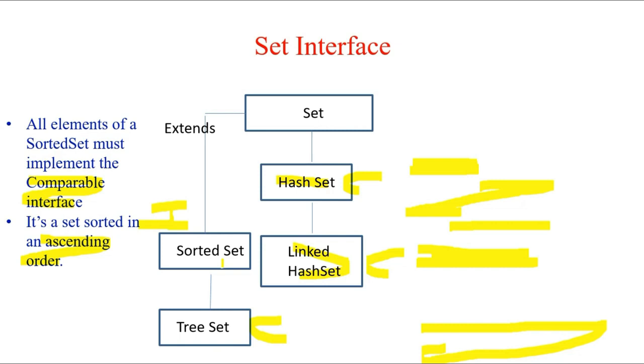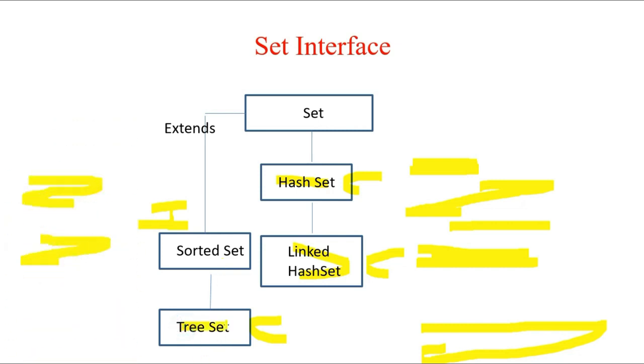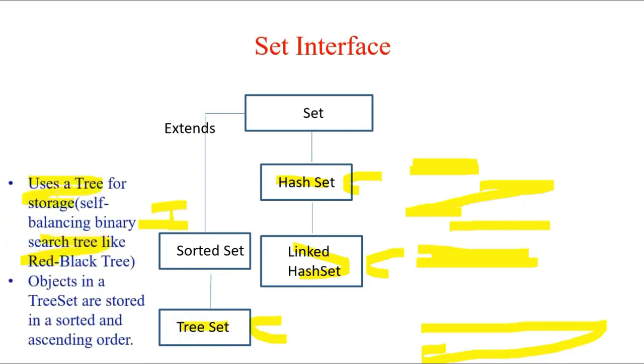But what about the class which implements it? The tree set is the class which implements this, and basically a tree is used as the storage. One of the most famous balancing binary search trees we have is the red black tree. So behind the curtains, a red black tree is used to store the elements for sorting purposes, and objects are always stored in sorted, ascending order. That is why a tree set is used, because a red black tree is much faster, and even insertion is easier.